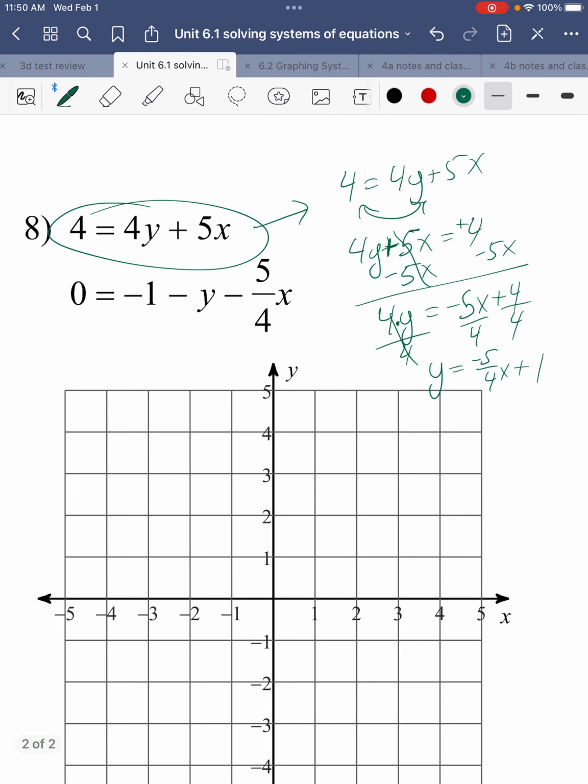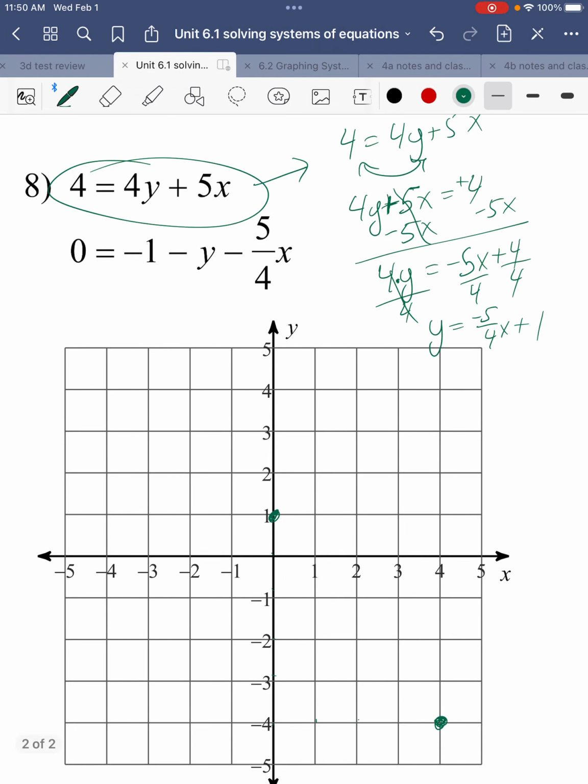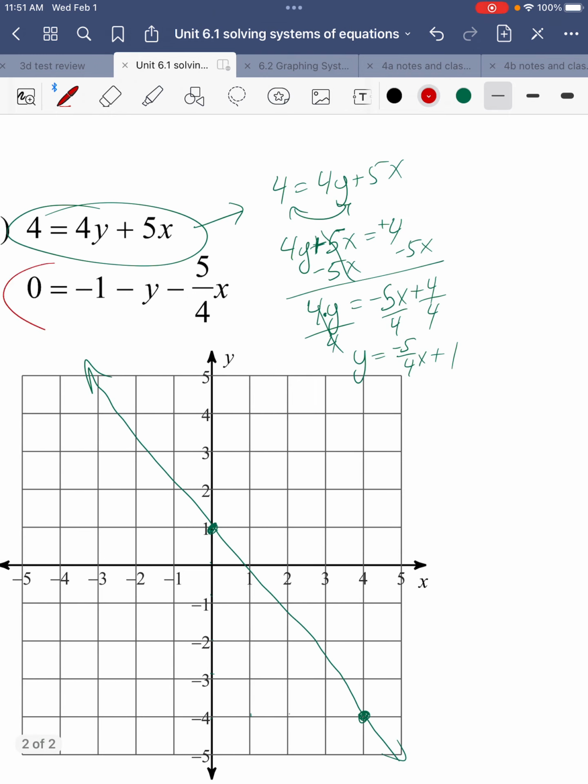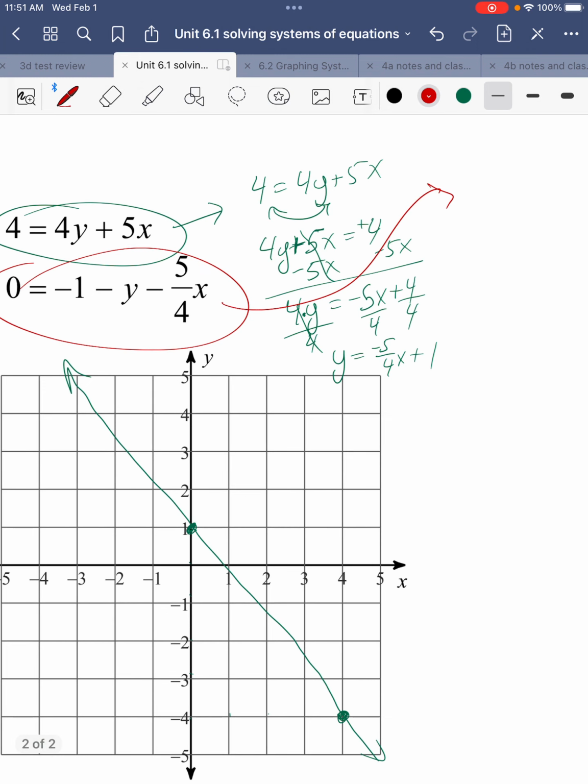Let's graph it. So up 1 is your y-intercept, and then down 5: 1, 2, 3, 4, 5, and right 4: 1, 2, 3, 4. I cannot go up 5, so that'll be it. So then we have our bottom equation. You can do two things here. You have 0 equals a negative 1 minus y minus 5/4 x.